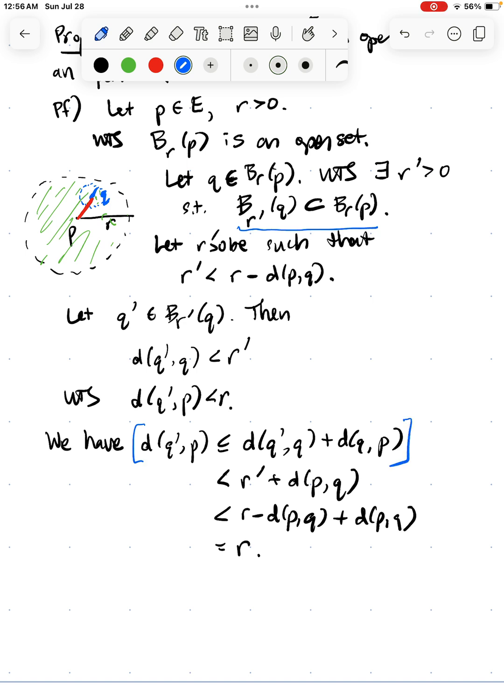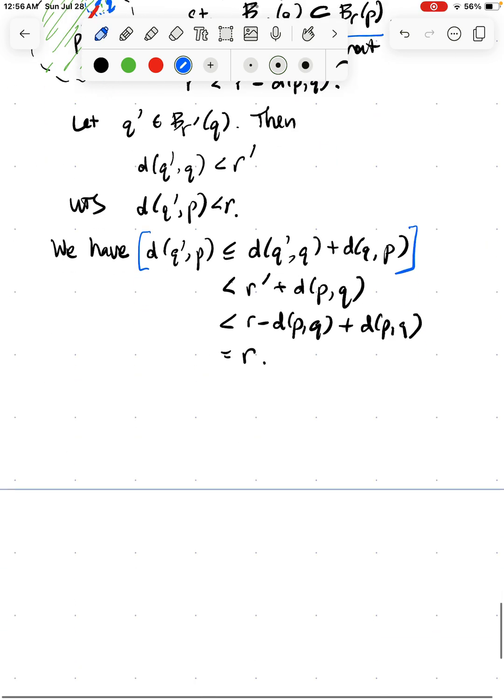So it's a fairly simple proof, but it uses some facts about the distance function. Okay, so what do we get as a result of this fact?